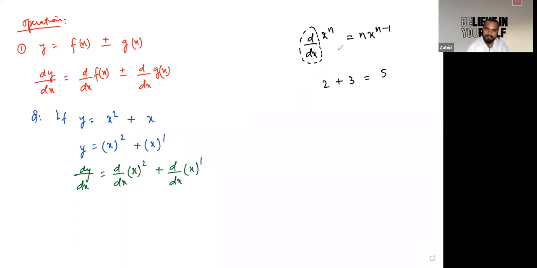It is just similar to this part where n is equals to 2 for the first and n is equals to 1 for the second. Now we have to apply this formula. So it will be nx raised to n minus 1 for the first part, plus nx raised to n minus 1 for the second part. On simplifying you will get 2 times x to the power 2 minus 1, which is just 2x. Similarly, 1 times x raised to 1 minus 1 gives x raised to 0, which is just 1. So it will be 1. Is it clear?